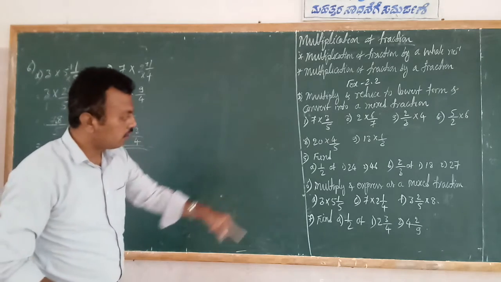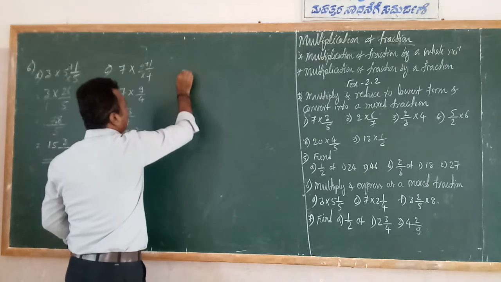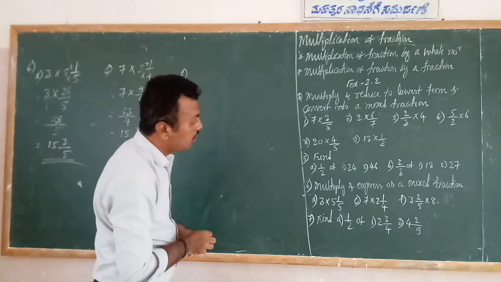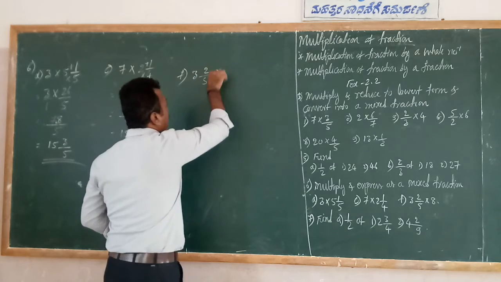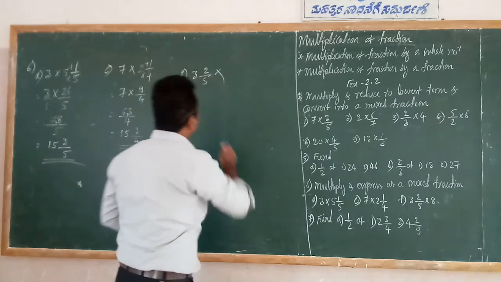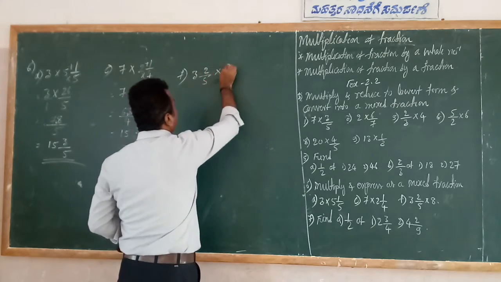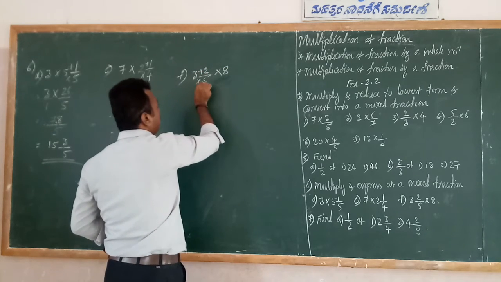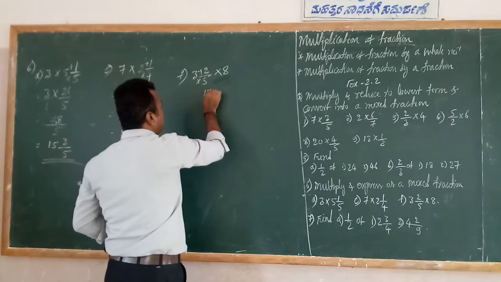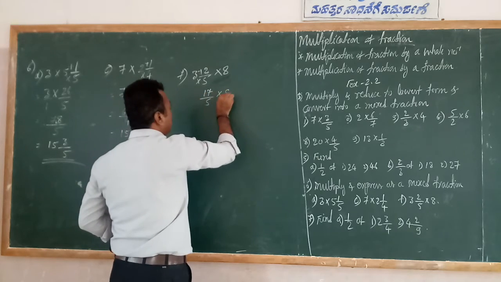So like that, I will go to the F question. What is the F question? 3 2 by 5 into 8. 3 2 by 5 into 8. So again you have to convert the mixed fraction to improper. 5 threes are 15 plus 2, 17 by 5 into 8.